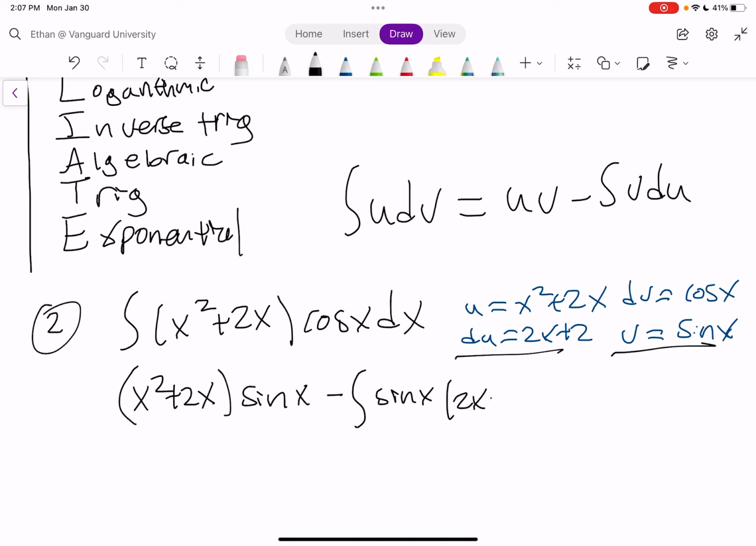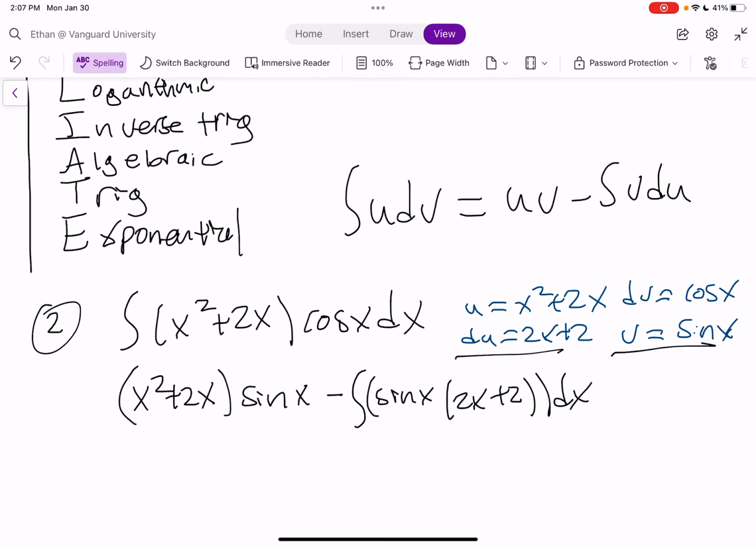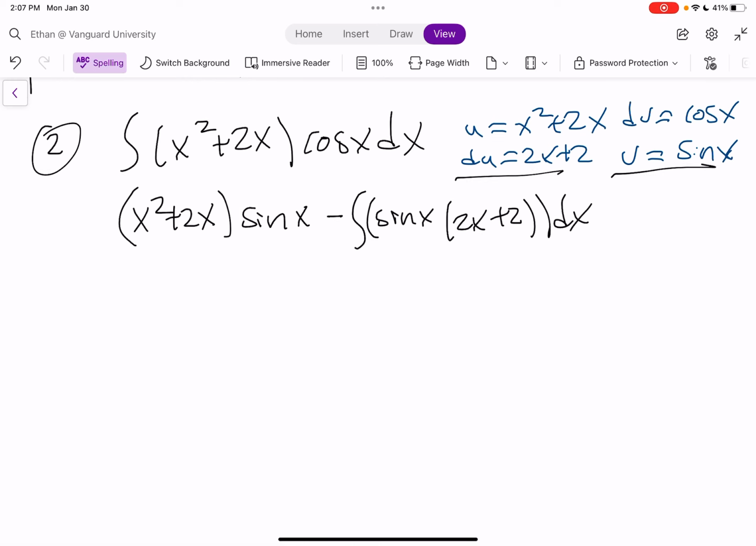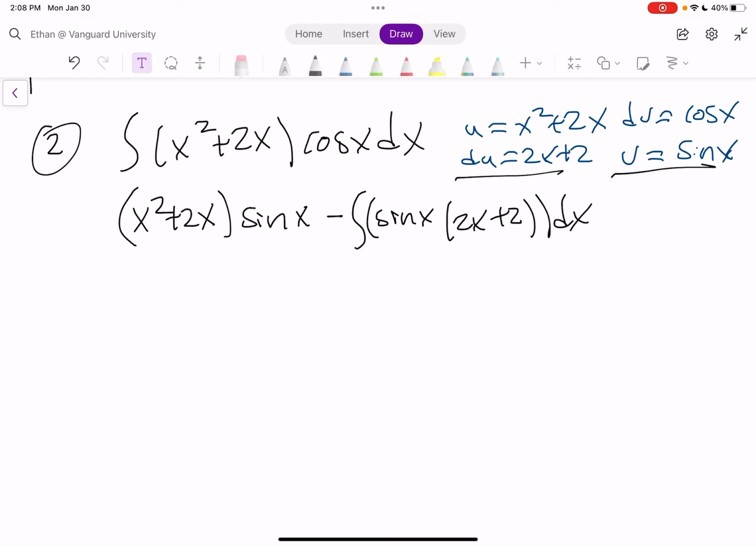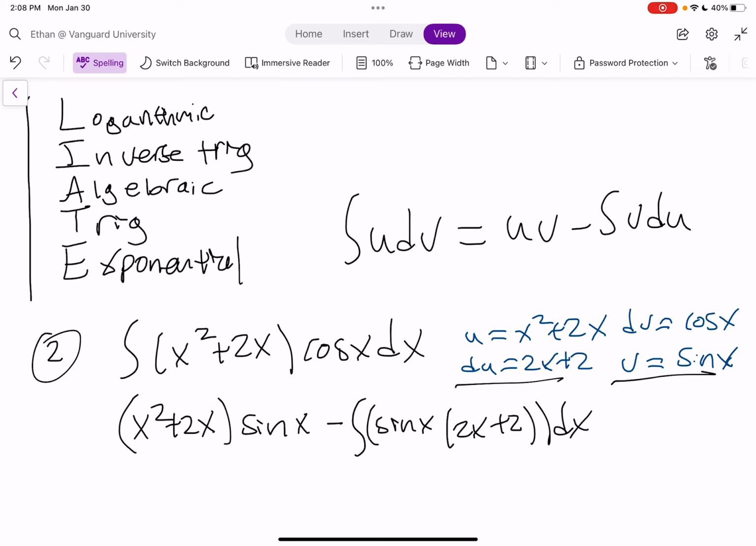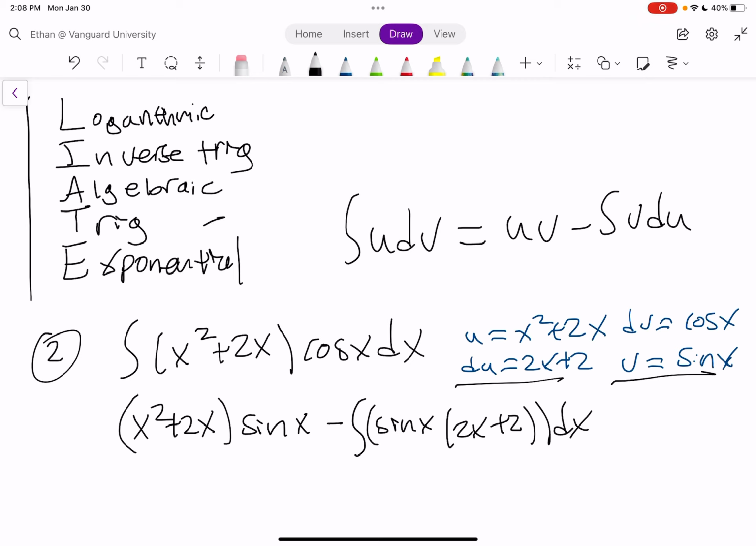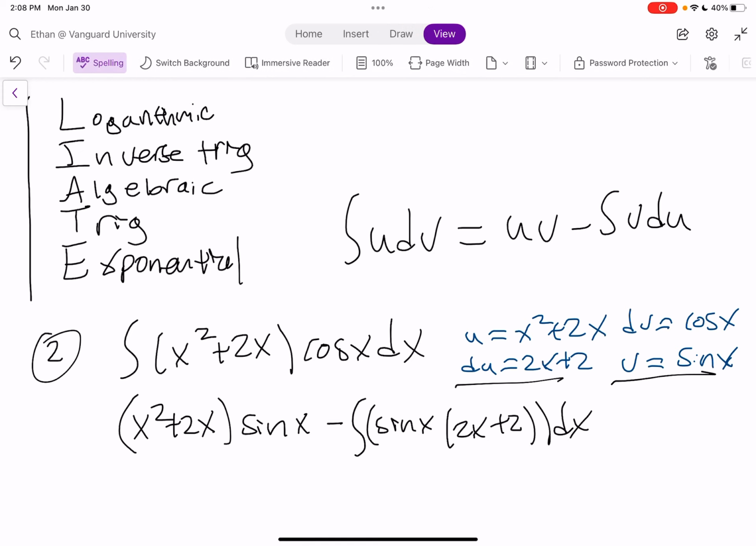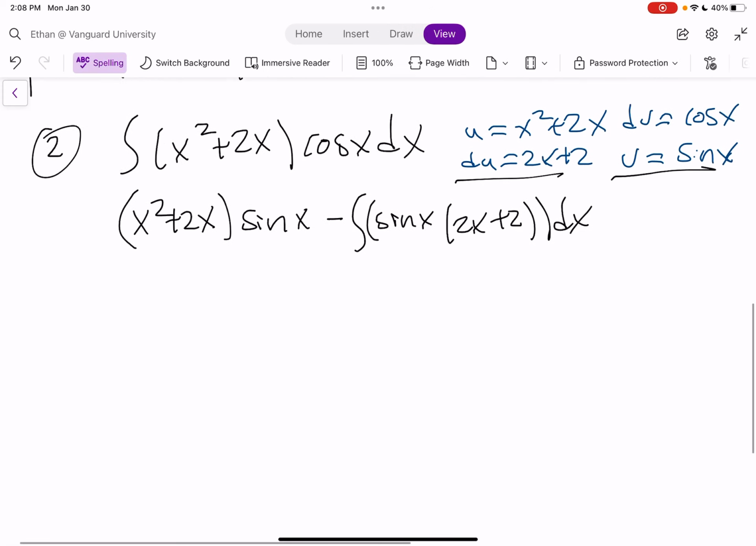times 2x plus 2. And as you can see, we actually need another integration by parts right here, because the integral of sine x times 2x plus 2 cannot be solved very easily. So we're going to go ahead and use integration by parts here. Now is where this rule comes in handy in seeing what we're going to pick as our u. Sine x is trig, which is fourth on it, and 2x plus 2 is algebraic, which is above it. So we're going to use 2x plus 2 as our u in this next equation.